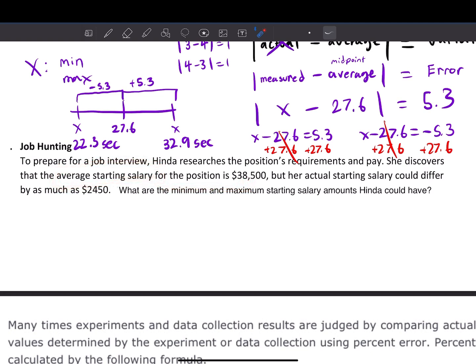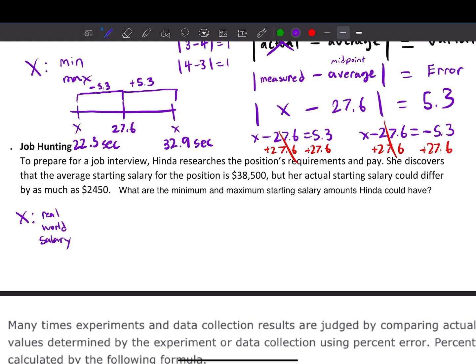So what does that mean? If you get this job, you should theoretically be paid this much. But we know that's not the case. Depending on how long you've been working or your job experience, they might pay you more, they might pay you less. It depends on a lot of factors. So her actual starting salary, what is she going to be paid in real life? The measured amount. If I looked at Hinda's paycheck, what does it actually say there? I'll say her true salary, her measured salary, her real world salary. We don't know what it is.